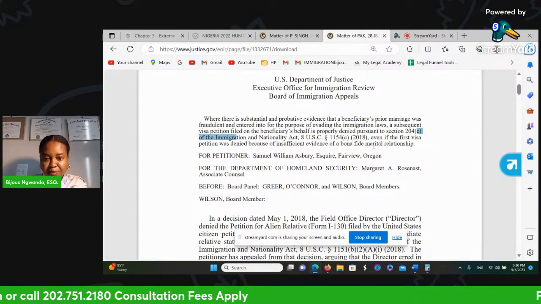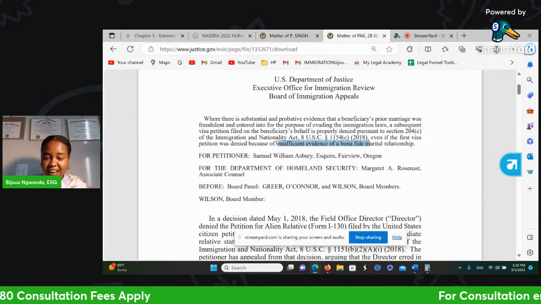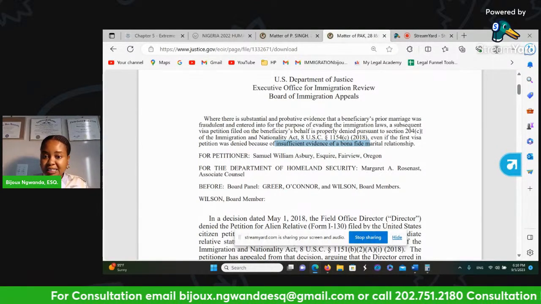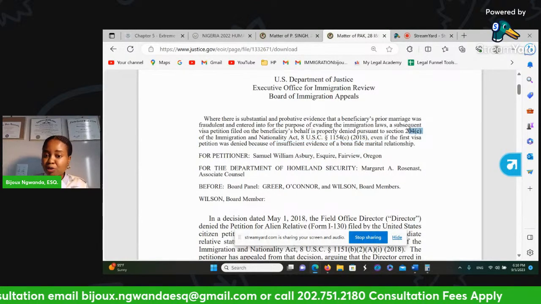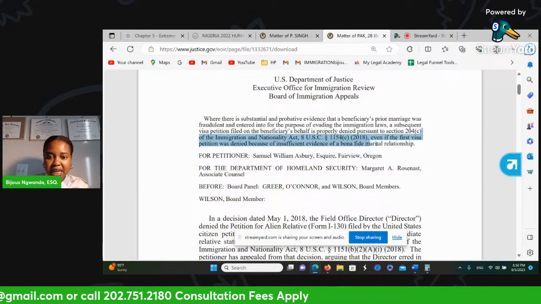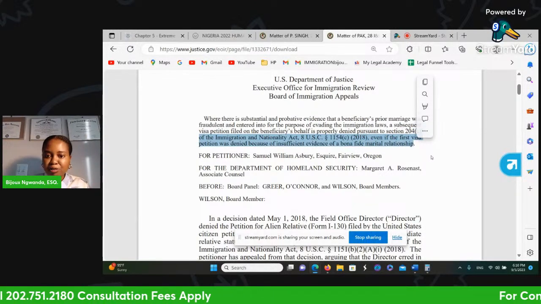insufficient of a bona fide marriage. If the evidence was not sufficient, then they can make the second marriage determination as fraud, and under Section 204C, then you'll be barred from adjusting status. That's why really you gotta be careful with those petitions.